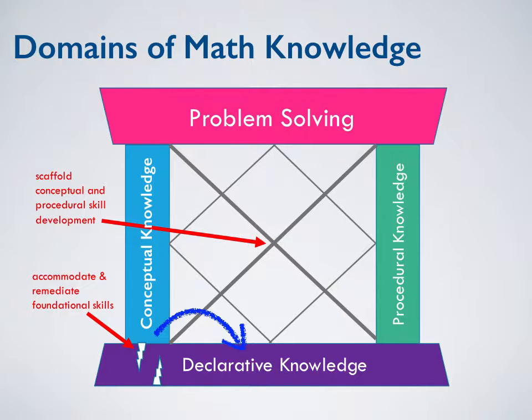Remember also that for struggling students, declarative knowledge often has cracks, so we need to accommodate for those students when they're working on grade-level tasks, and we should remediate by providing review instruction during Tier 2 or Tier 3 instructional time to help repair those cracks.